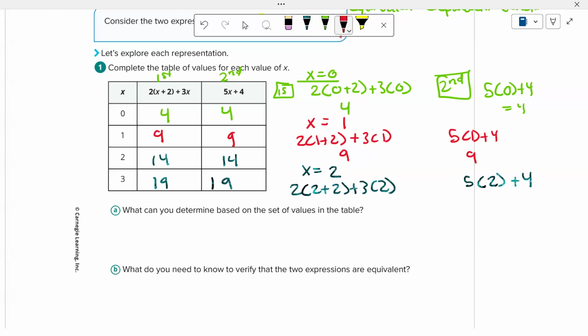You are going to show your work for that one on the side. I will not show the work for that one. You're going to show that one. For letter A, what can you determine based on the set of values in the table? It's very evident the two equations are equal.